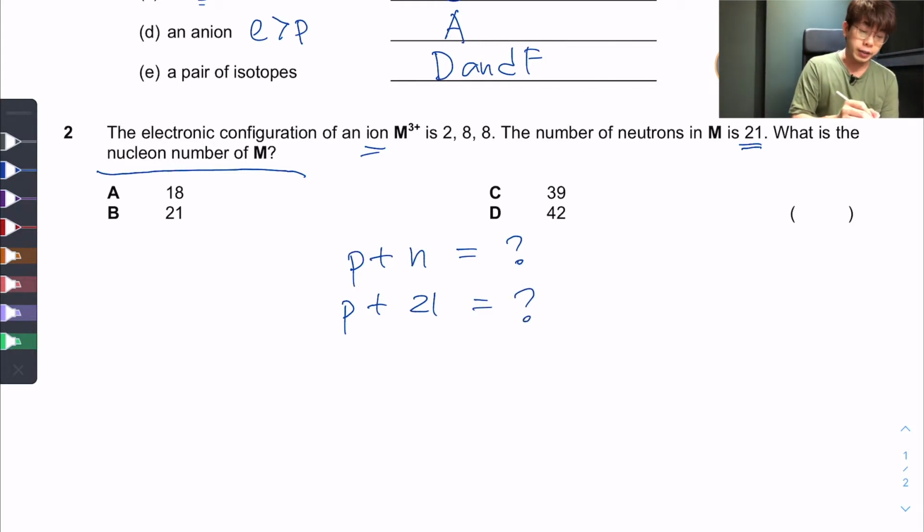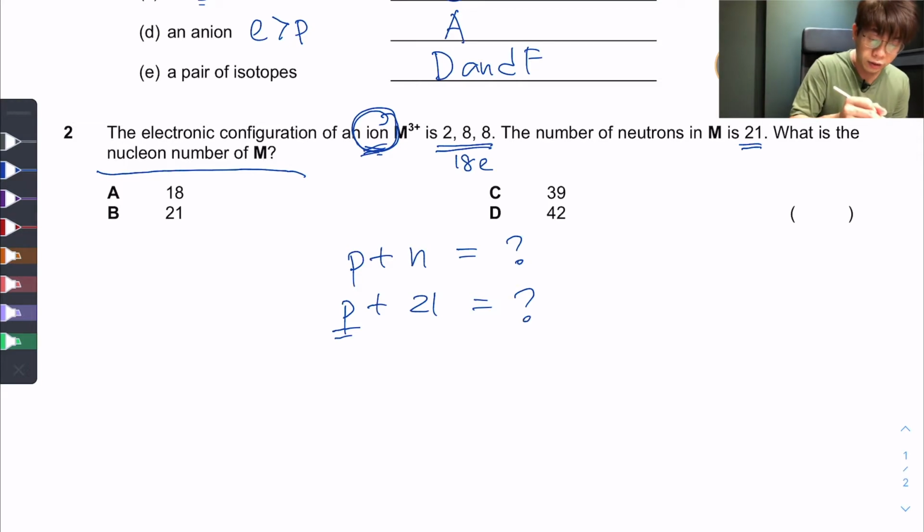Now I need to find the number of protons. How do I find the number of protons? We know that in an atom, the number of protons is equal to the number of electrons. However, we do not know how many electrons are there in the atom because we are only given the ion. However, from the ion we can tell. Currently, the ion has a total of 18 electrons.